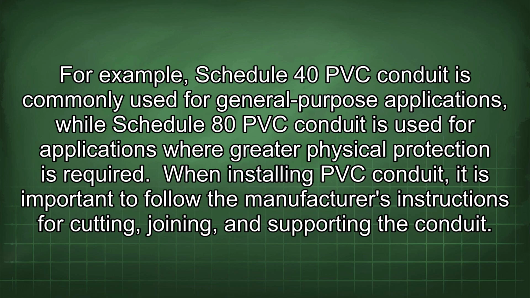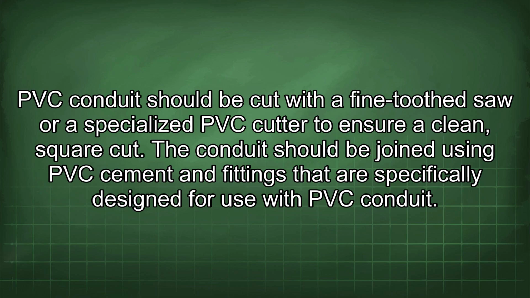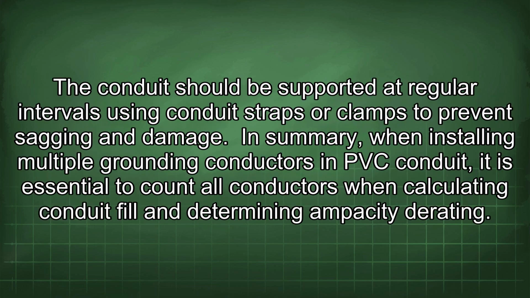When installing PVC conduit, it is important to follow the manufacturer's instructions for cutting, joining, and supporting the conduit. PVC conduit should be cut with a fine-tooth saw or a specialized PVC cutter to ensure a clean, square cut. The conduit should be joined using PVC cement and fittings that are specifically designed for use with PVC conduit. The conduit should be supported at regular intervals using conduit straps or clamps to prevent sagging and damage.